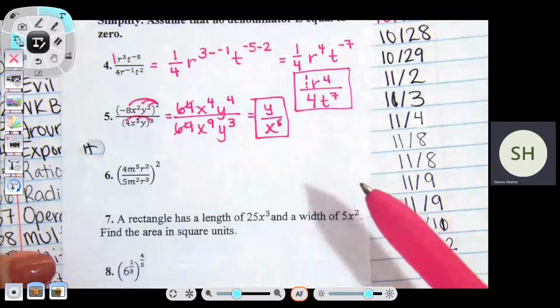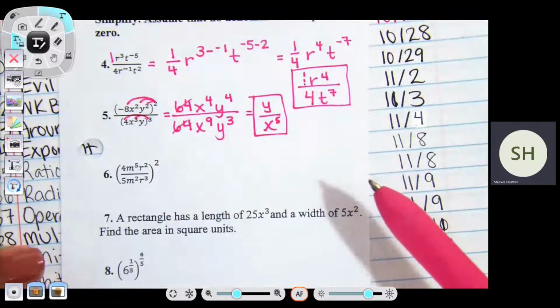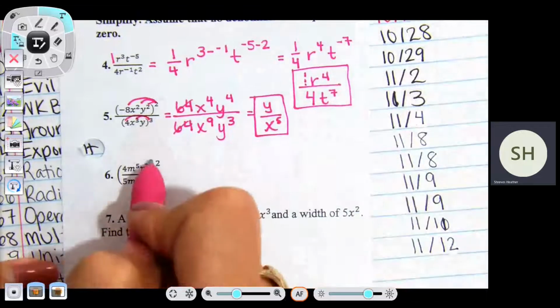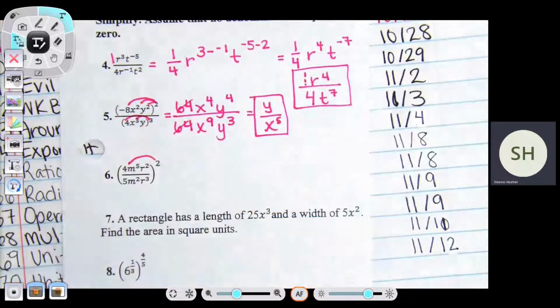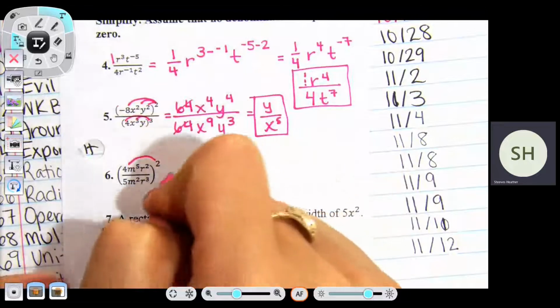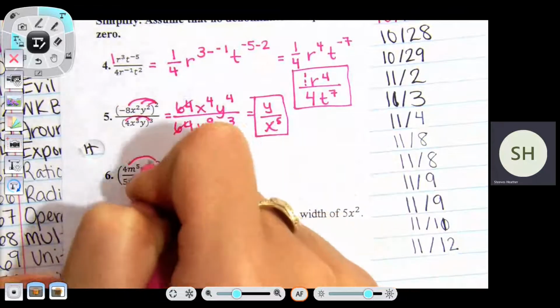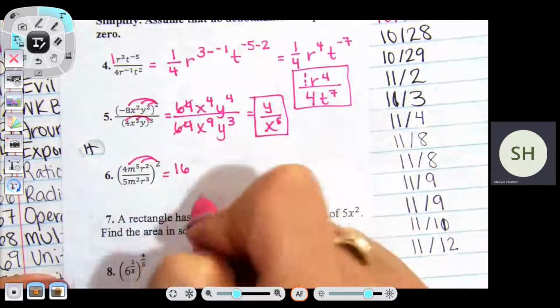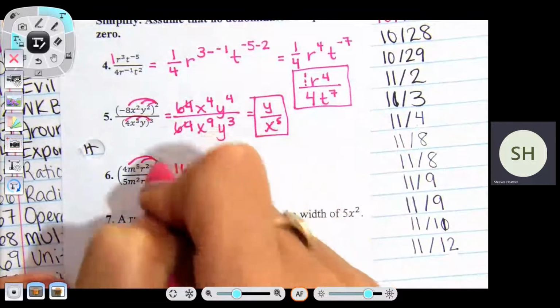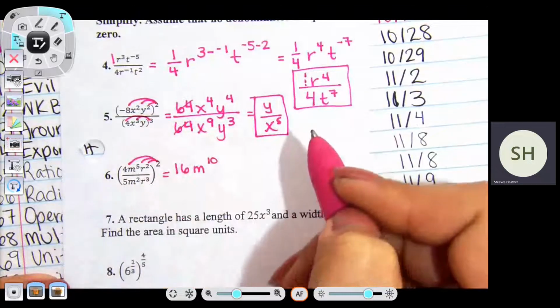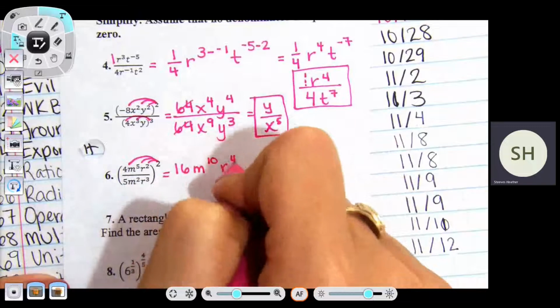Number 6 is power to a power as well. I'm going to distribute that 2 into my numerator. So I get 4 squared is 16. M to the 5th times 2 is m to the 10th. R to the 2nd multiplied by 2 is r to the 4th.